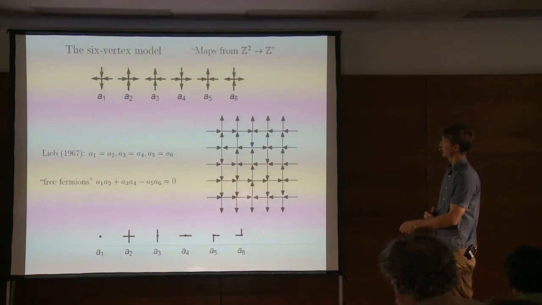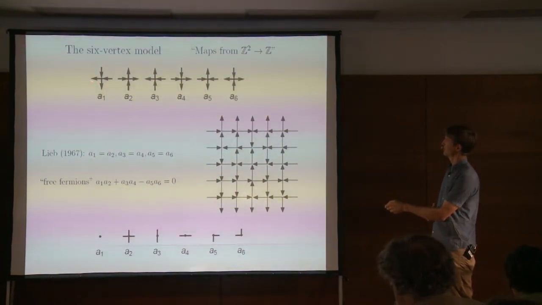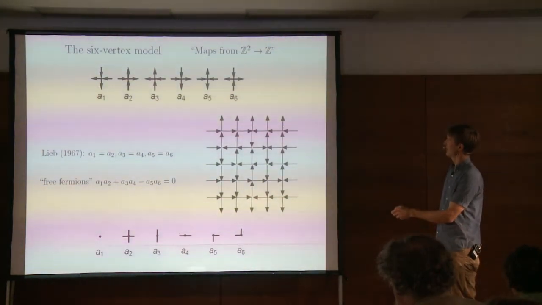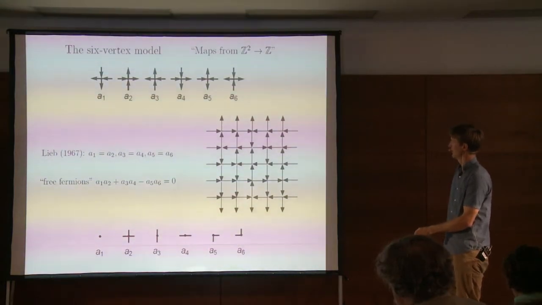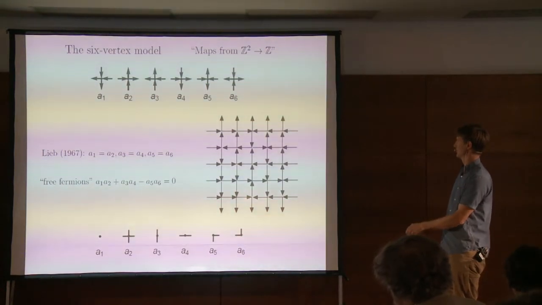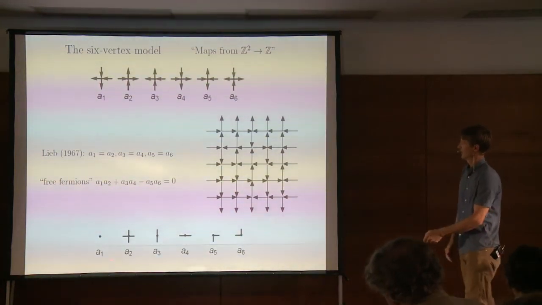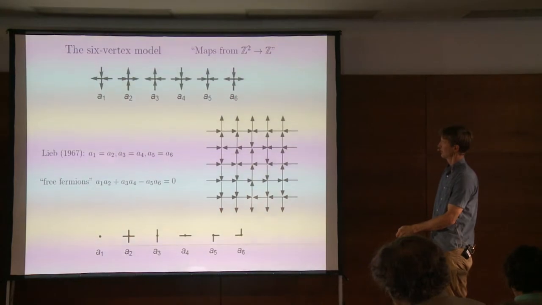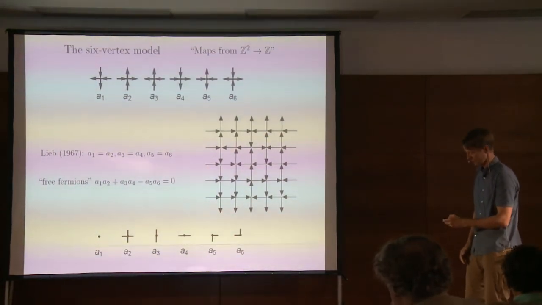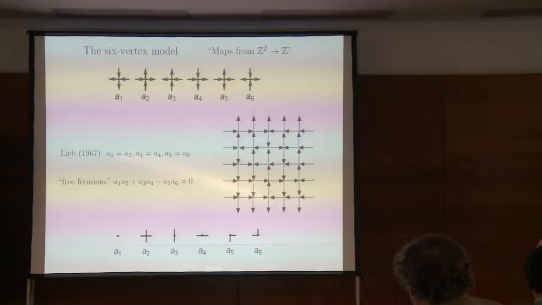Okay, and by the way, we like this formulation better. It's an equivalent formulation where you just erase the south and west going arrows, and then this configuration is just an empty dot, and the other configurations look like that. So it's a model of lattice paths, north and east going lattice paths, which are allowed to touch each other but not cross each other. So if they touch each other, you get a weight A2. So that's the six vertex model.